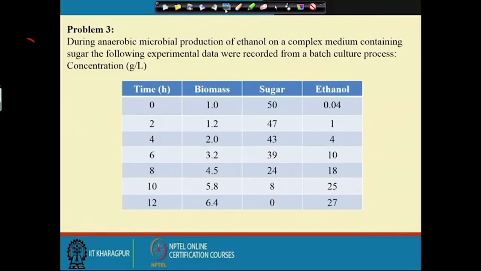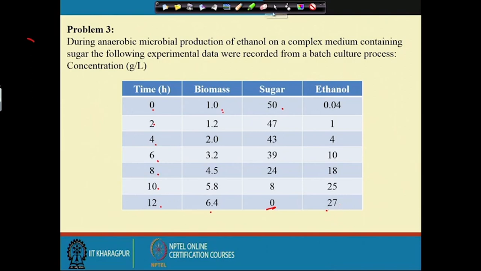This is how the problem looks, with different times: 0, 2 hours, 4 hours, 6 hours, 8 hours, 10 hours and 12 hours. The biomass concentration keeps on rising; initially it is 1 gram per liter and finally it is 6.4 grams per liter. Sugar concentration was 50 grams per liter and finally it is 0, and ethanol is 0.04, a very trace amount, and finally it is 27 grams per liter.